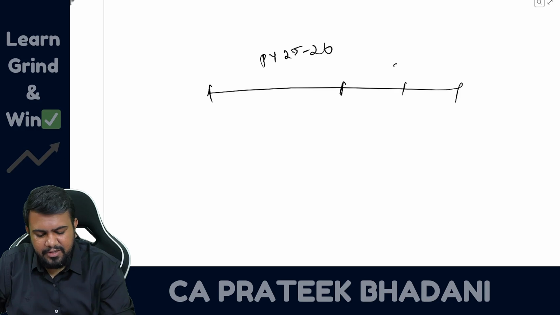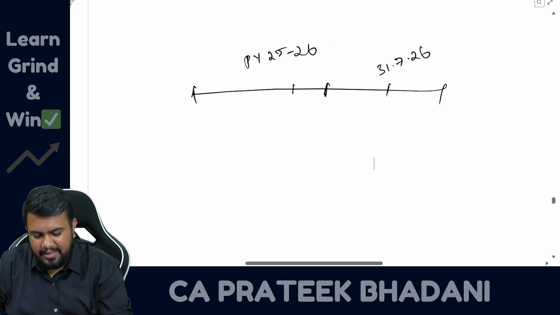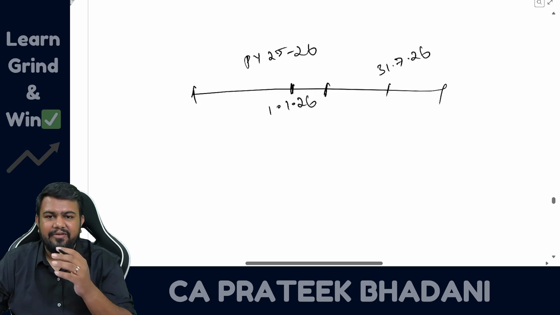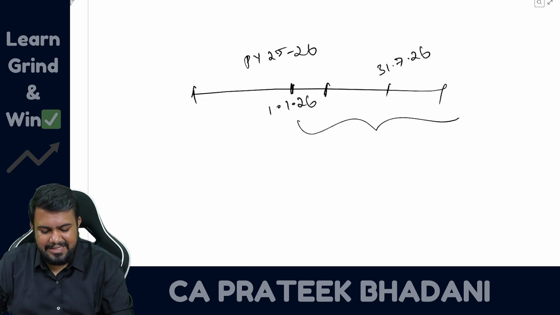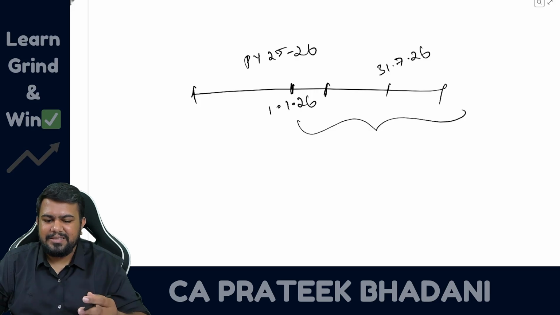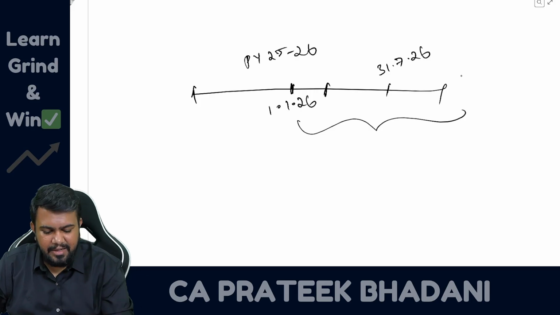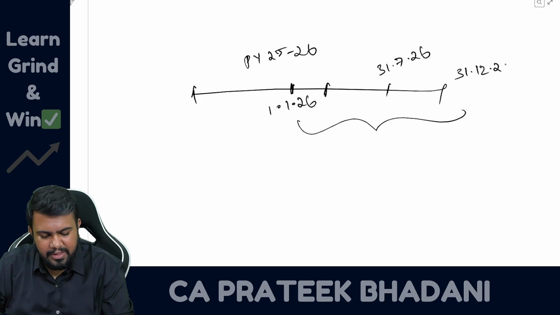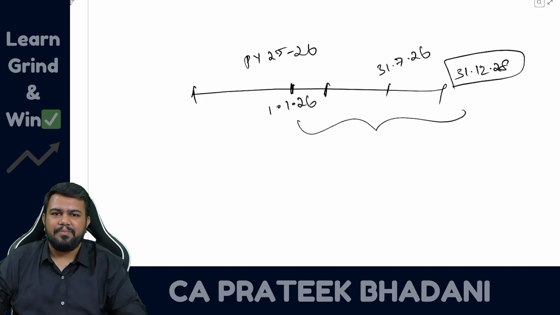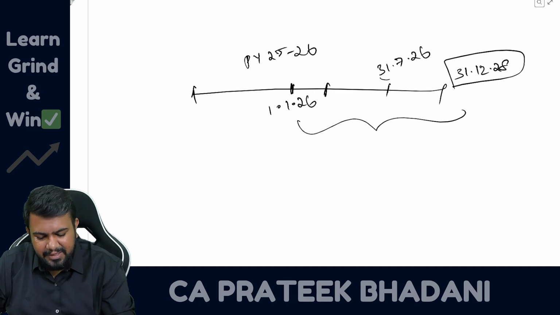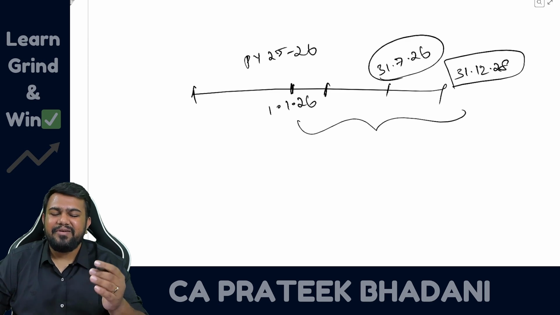Okay, the due date to file the return of income is 31/7/2026. Let's say the transfer took place on 1/1/2026. Then from 1/1/2026, the assessee has 3 years' time: 27, 28, 29, till 31/12/2028, the person has the time to construct the property. But the return filing due date is just 31/7/2026.